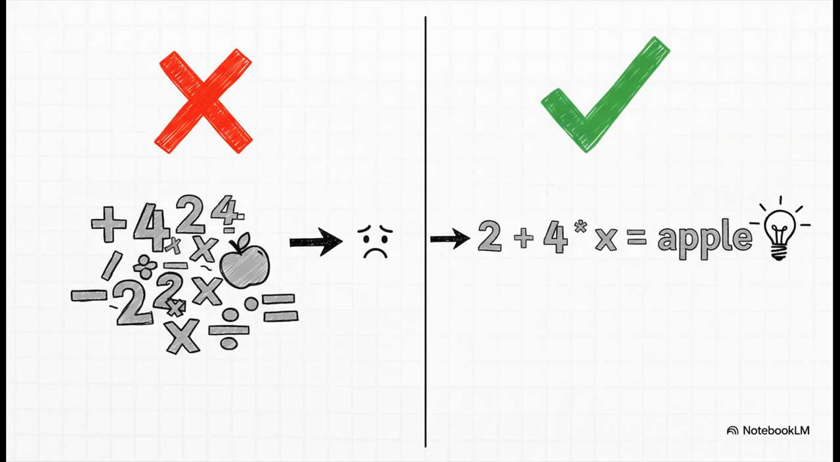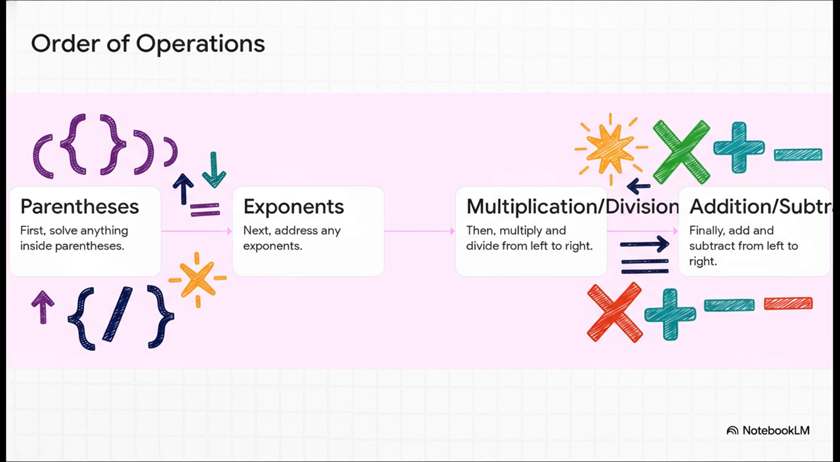Now, once we have our words, our variables, we need grammar to build sentences. In math, that grammar is the order of operations. And let me tell you, ignoring it is like throwing words in a blender. You just end up with total nonsense. And the tool for that grammar is PEMDAS. You've probably seen this before, right? Parentheses, exponents, multiplication and division, then addition and subtraction.